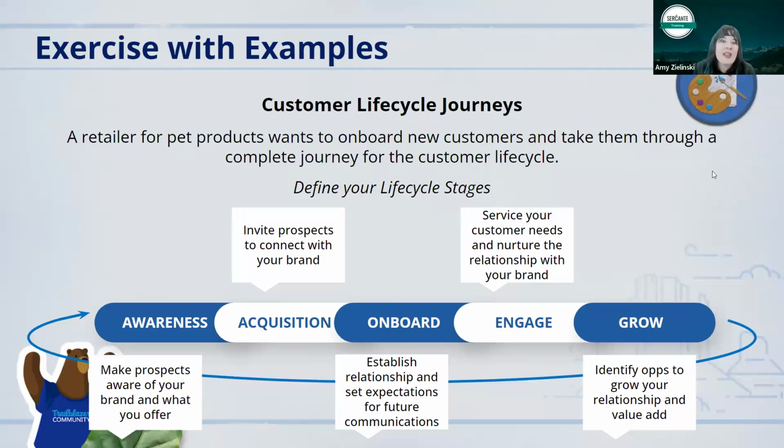Okay. So at this point, I'm going to go through an exercise of how to identify all of these pieces that we've talked about, the SMART goals, the moments that matter, and how we're going to map that in a journey. So I've come up with a little example here that we're going to use as we continue to go through this presentation. My example is going to be a retailer for pet products. They want to onboard new customers and take them through a complete journey for their customer life cycle, right?